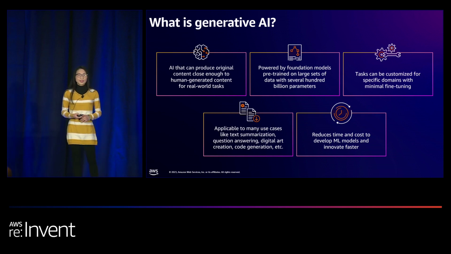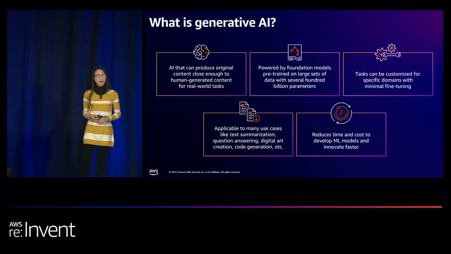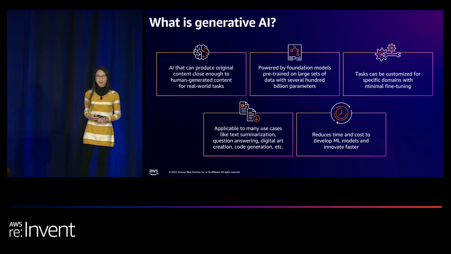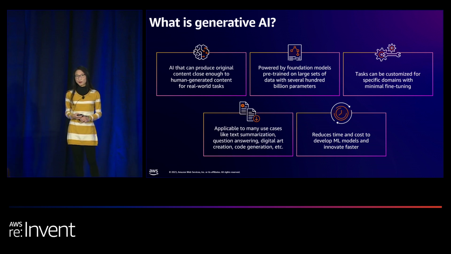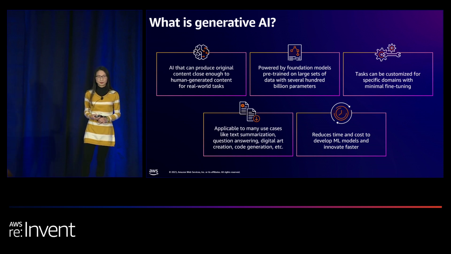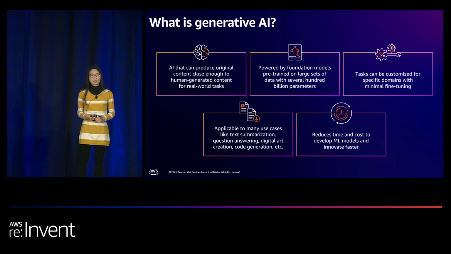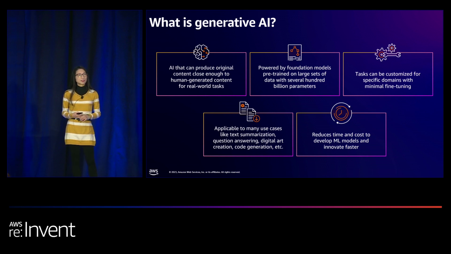So, what exactly is generative AI? Generative AI is an AI technology that can produce new original content, which is close enough to human-generated content for real-world use cases, such as text summarization, question answering, and image generation. The models powering generative AI are known as foundation models. They are trained on massive amounts of data with billions of parameters. Developers such as yourself can adapt these models for a wide range of use cases with very little fine-tuning needed. Using these models can reduce the time for developing new AI applications to a level that was rarely possible before.